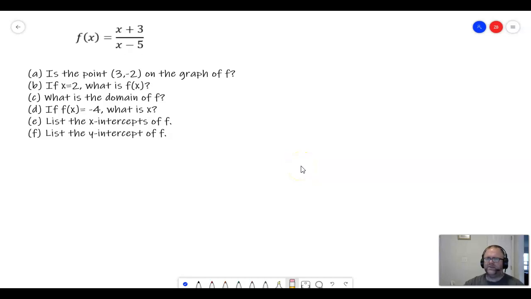Hey, this is Mr. Beckstrom, and today we're going to be looking at a problem in section 2.2. This deals with functions, how we define them, finding domains and intercepts, and lots of good stuff about functions.